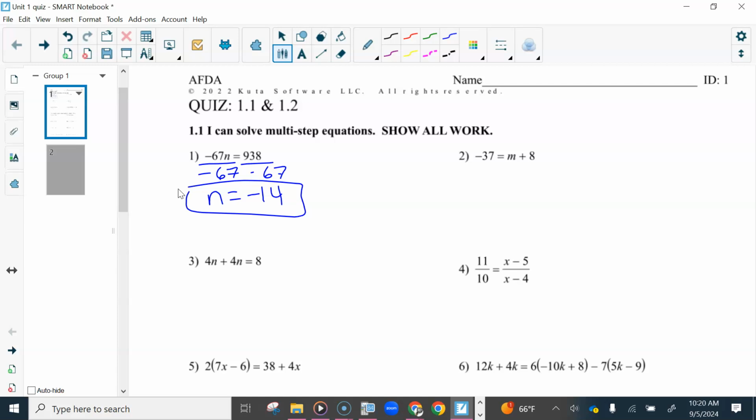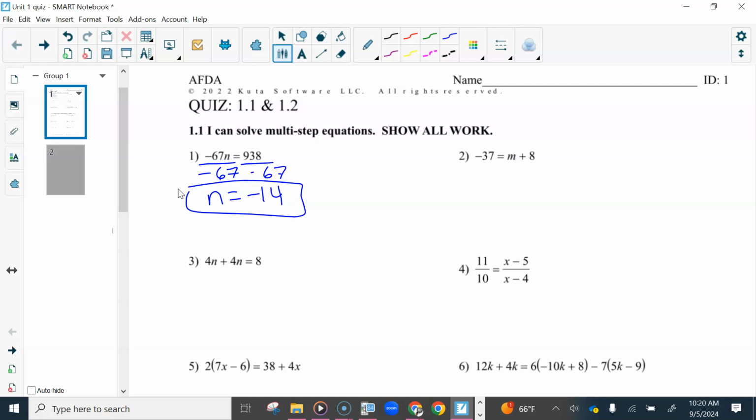my other AFDA class, make sure you're keeping the variables consistent. If you change it to x midway through, I don't know if you're still solving it for the same thing. So make sure you're keeping your variables consistent. Make sure this is n all the way through. Some of us forgot the negative because we didn't divide by the negative. So minor things like that. That's why you have the Desmos to double check yourself for your answers. But also, don't just put n equals negative 14 because then I don't know how you got there.